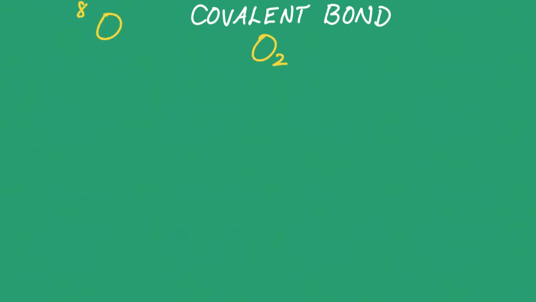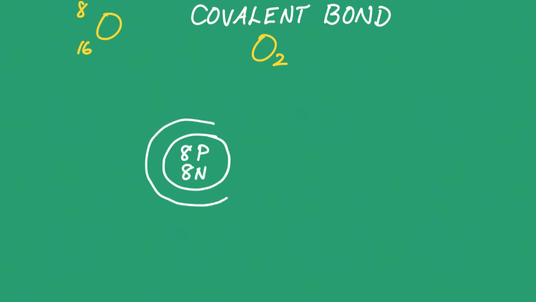Let's take a look at another example of a covalent bond. This time we'll look at oxygen atoms. When two oxygen atoms come together, they share two pairs of electrons and form a double bond between the two oxygen atoms. Oxygen has 8 protons and 8 neutrons.